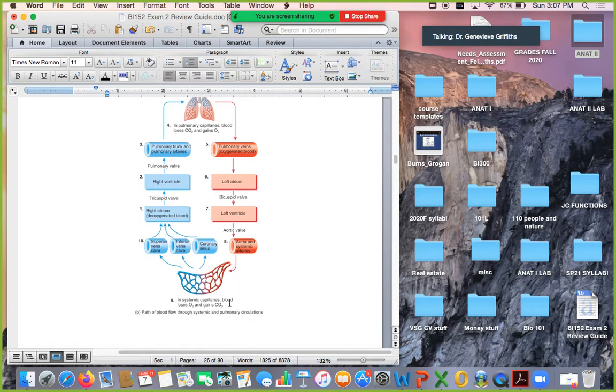During systemic circulation, the opposite is going to happen. We're going to lose oxygen and gain carbon dioxide, and then return with deoxygenated blood to lather, rinse, repeat this cycle.